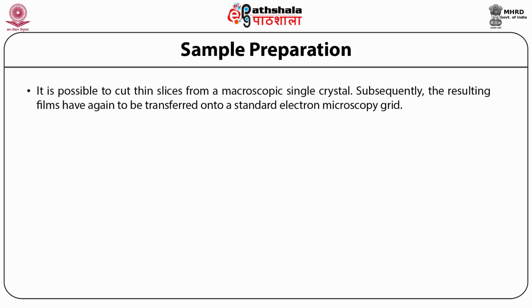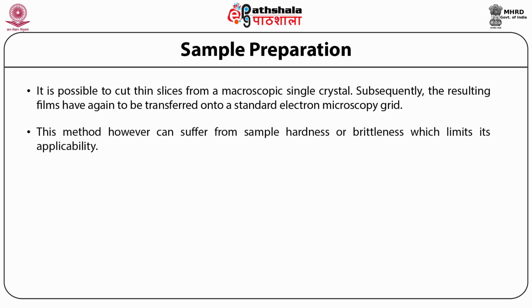It is possible to cut thin slices from a microscopic single crystal. Subsequently, the resulting films have again to be transferred onto a standard electron microscopy grid. This method, however, can suffer from sample hardness or brittleness, which limits its applicability. This spectrometer is an extremely sensitive instrument, and any change in the thickness will cause a change in the results.